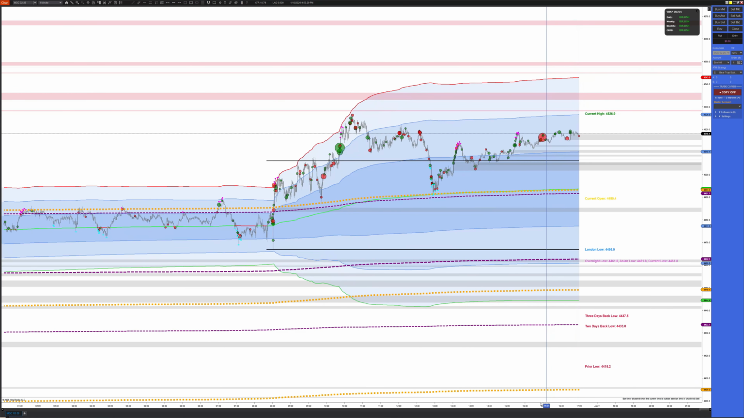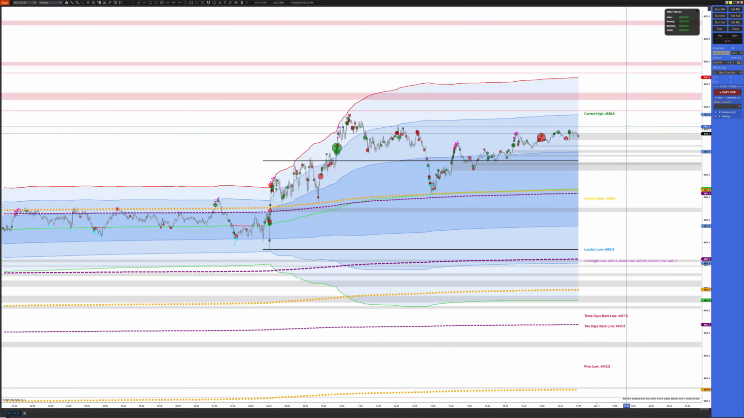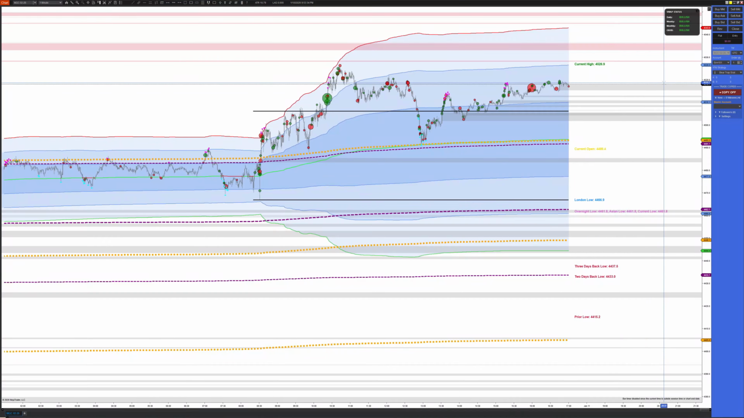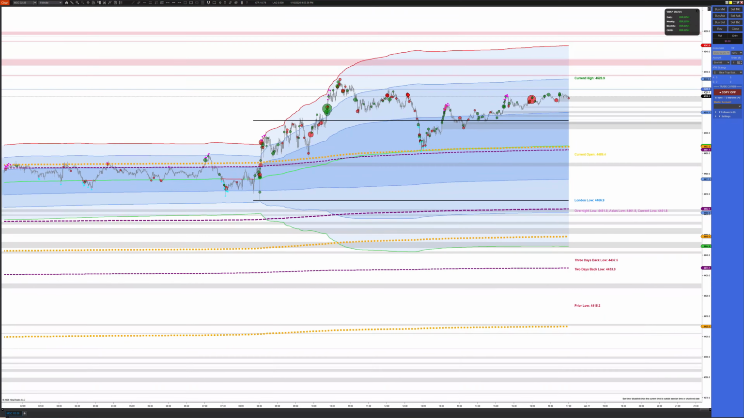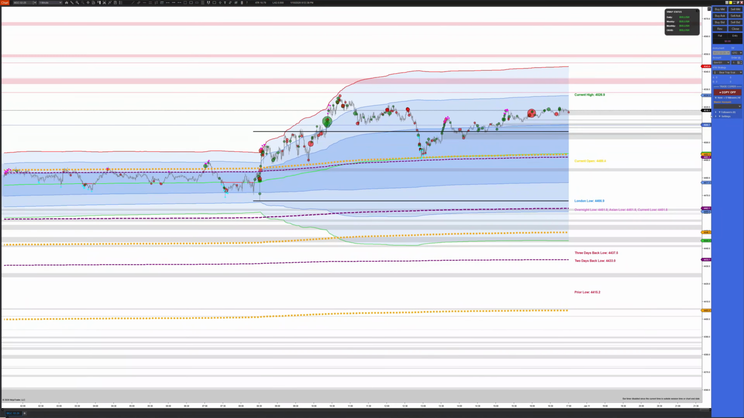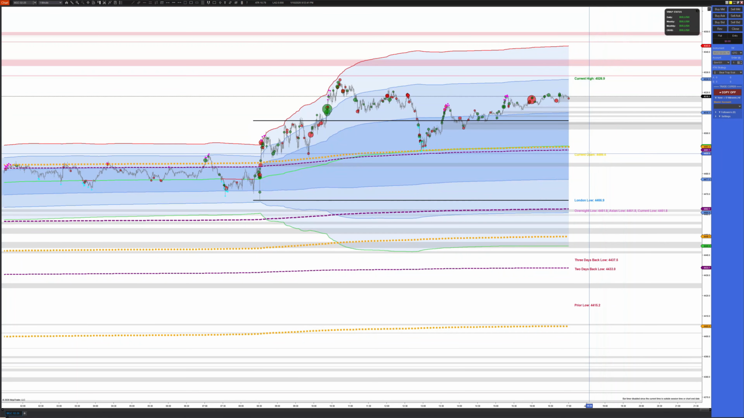Another thing that you have here on the side of the screen, if you haven't seen this yet, is an extremely comprehensive set of prior levels. So we've got everything from our current highs and current lows to prior day highs and lows. We've got London highs and lows. We've got the overnight high and low. We've got the Asia high and low, the current high and low, 3 day back, 2 day back. We've got 4 day back and 5 day back highs and lows. So you always know where these important levels are on your chart.